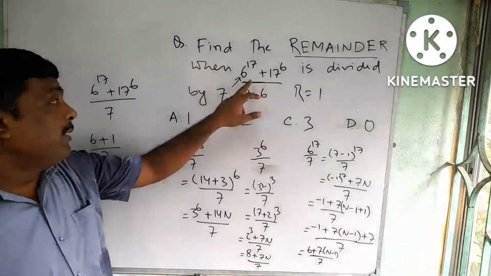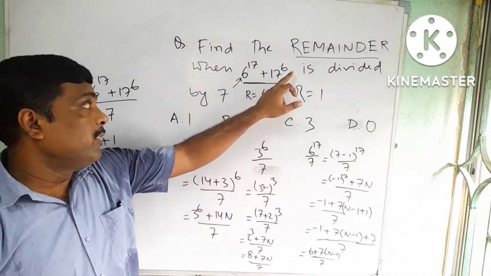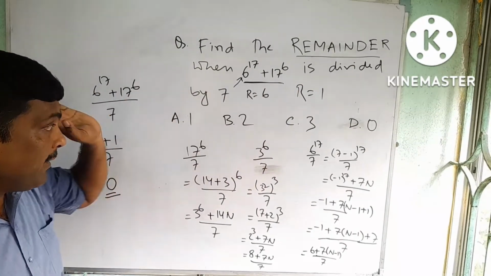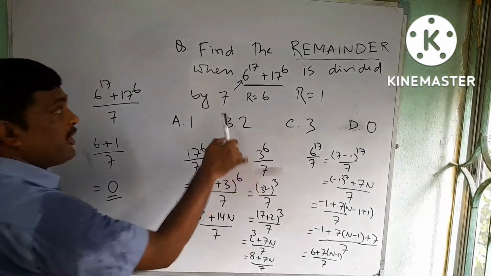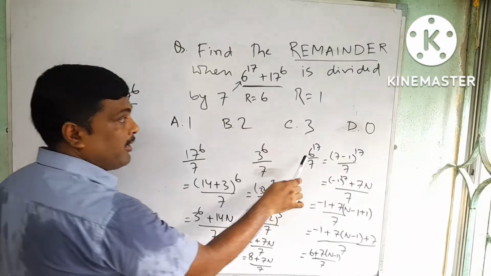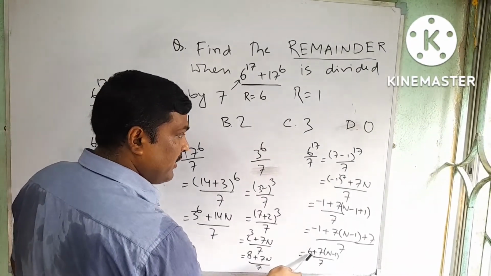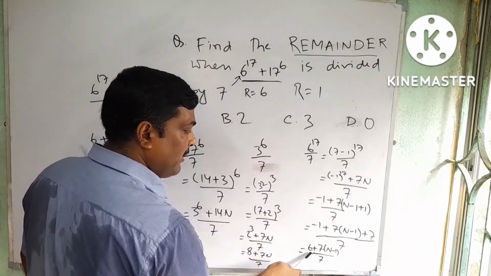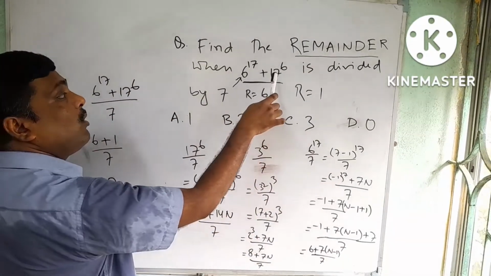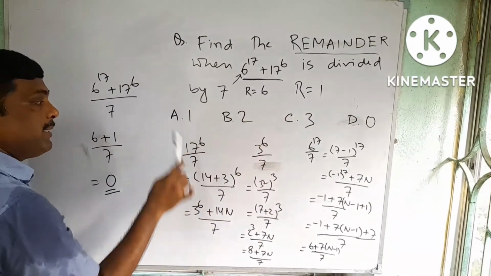See once again. The question is to find the remainder when 6 to the power 17 plus 17 to the power 6 is divided by 7. First, divide 6 to the power 17 by 7. The remainder is 6. Now divide 17 to the power 6 by 7.